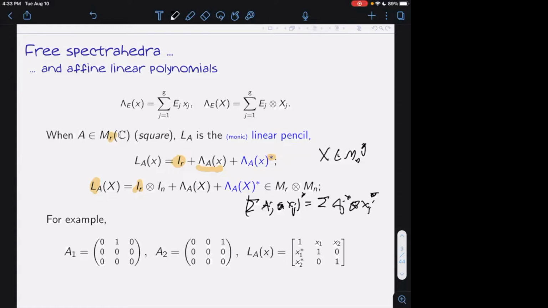And so here's a simple example, if you haven't thought about this too much recently. We take A_1 and A_2 here as pictured, and then L_A(X) is a polynomial where it's got the identity, and then X_1 times A_1, and X_2 times A_2, and then we'll have X_1*, some adjoint variable, times A_1*, and X_2* times A_2*. So there's an example of a monic linear pencil.